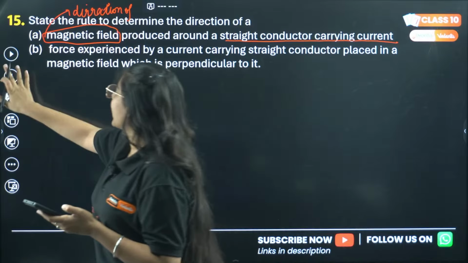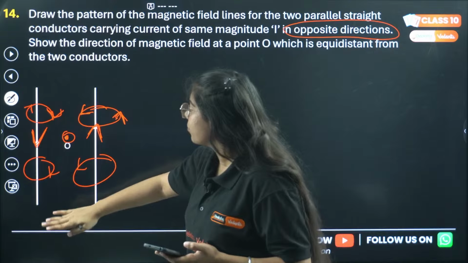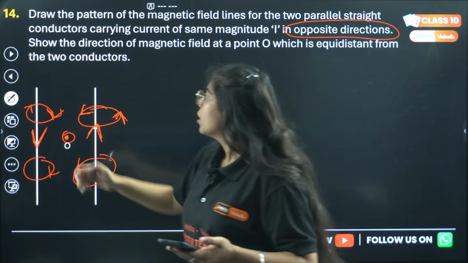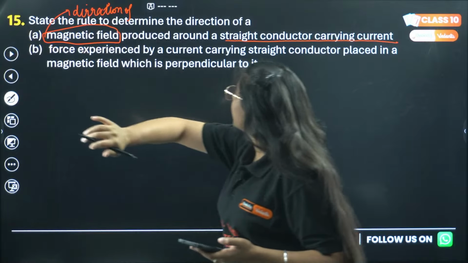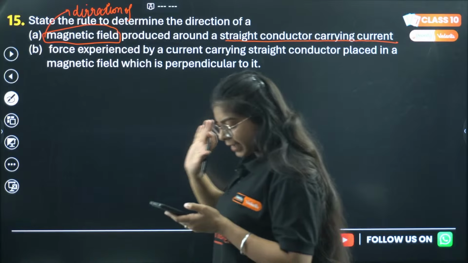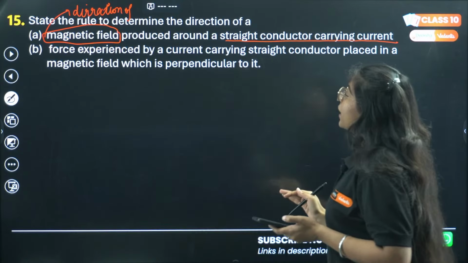Okay, great. We just used this here to find the direction of magnetic field. Which hand rule did we use? We used right hand thumb rule. So, to find the magnetic field produced around a straight conductor carrying current, we'll use right hand thumb rule. Okay. B, the force experienced.